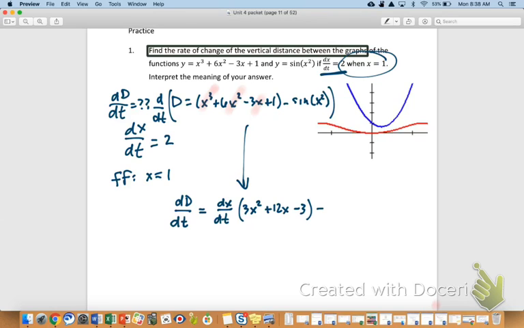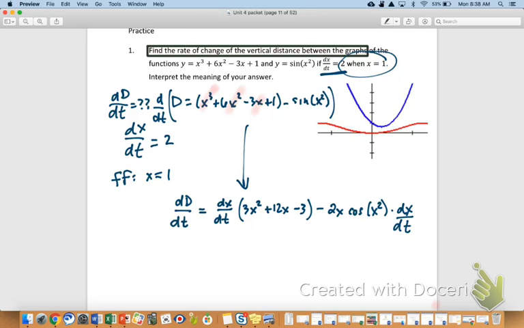Minus, what on earth is the ddt of sine of x squared? 2x, I agree with that part. 2x cosine x squared. Cosine of x squared times dx dt. That chain rule factor is still there. So the 2x is a chain rule factor. dx dt is the other chain rule factor.